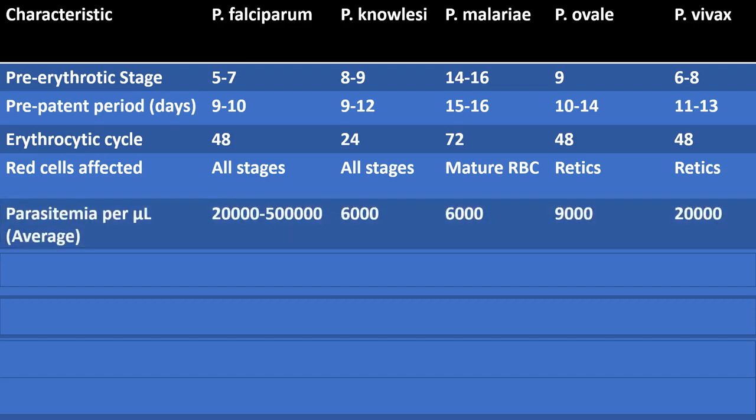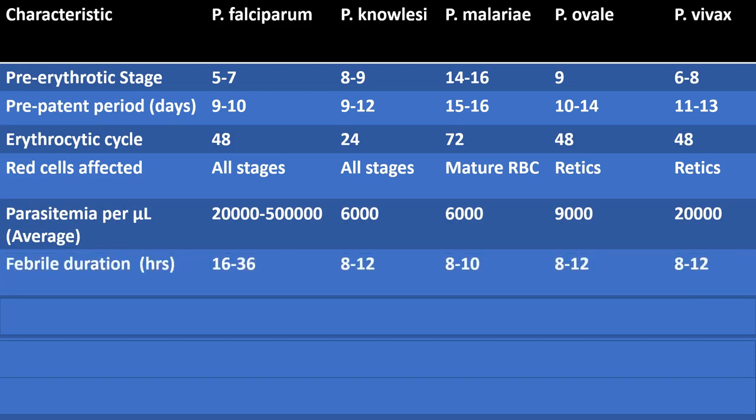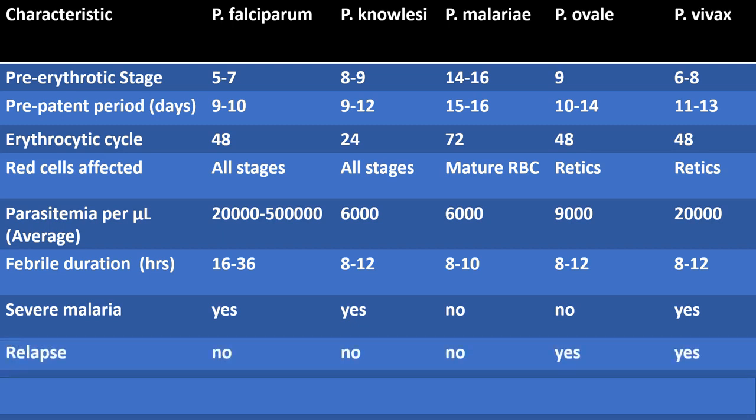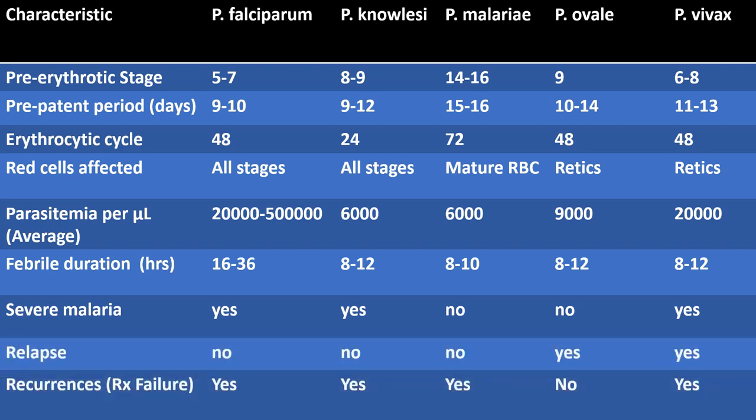This table also shows the stages of RBCs affected with each species. Next is parasitemia per microliter. Then duration of fever, presence or absence of severe malaria, relapses and recurrences.